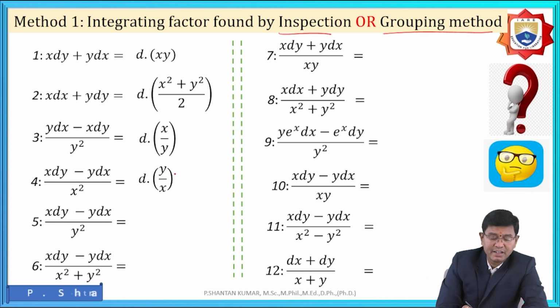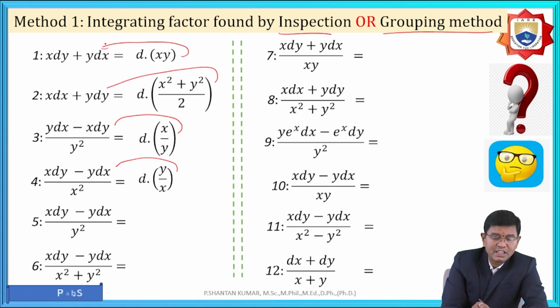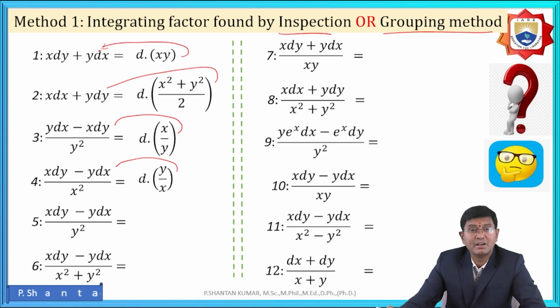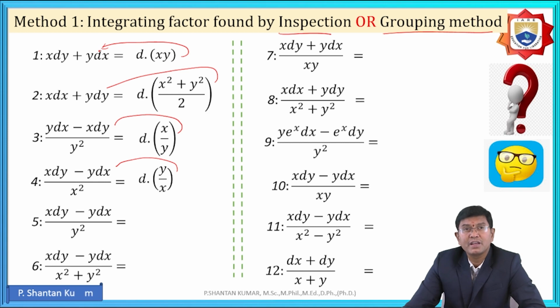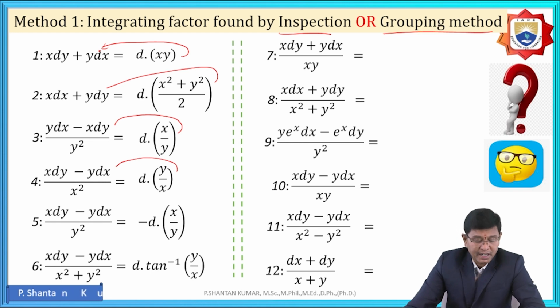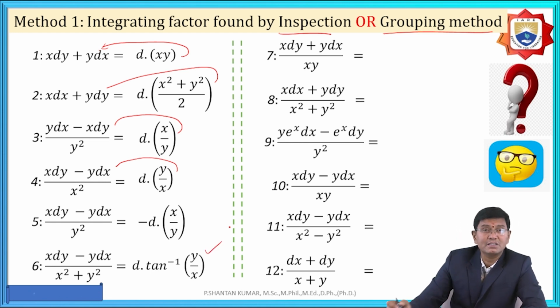The derivative of y/x is obtained in the reverse order of the derivative process. And (x dy minus y dx)/y square is nothing but the derivative of x/y, with the appropriate sign. The sixth one is the derivative of tan inverse of y/x.